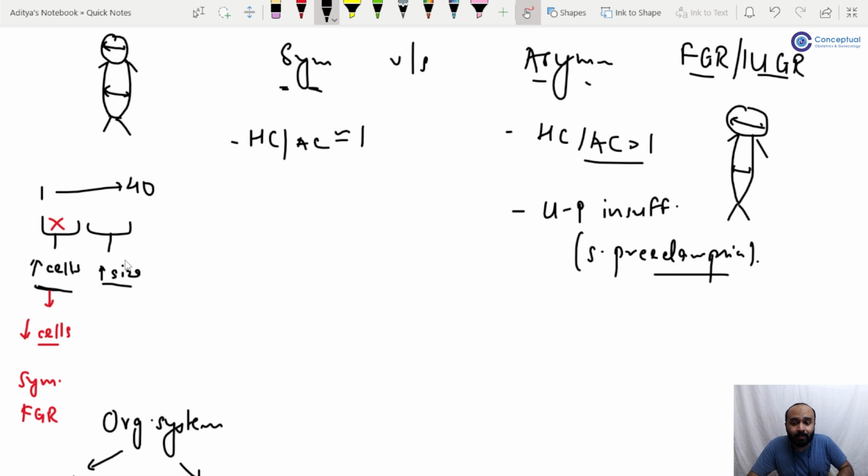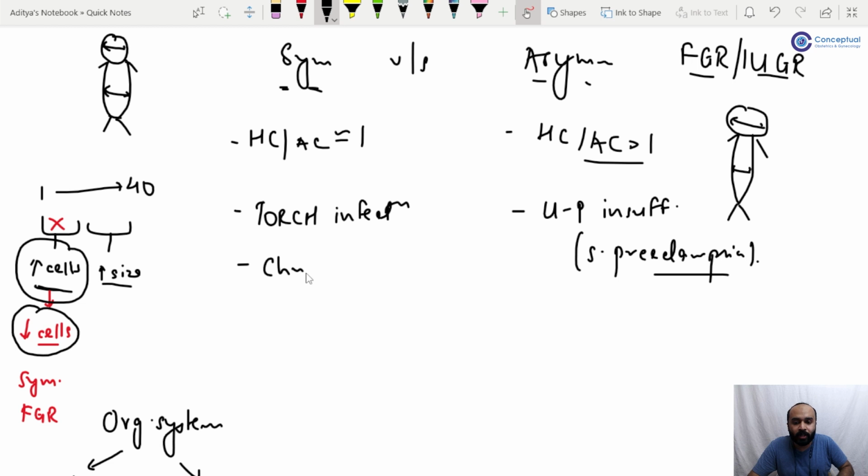Whereas symmetrical, when was it happening? It was happening when there were cells, in the phase where the cells are being formed, the number of cells is going down. That is the early first trimester. So what are the reasons that the development of a fetus is going to be impaired in the first and early second trimester? TORCH infections, or intrauterine infections, or if there is some genetic abnormality. So genetic or chromosomal defects.